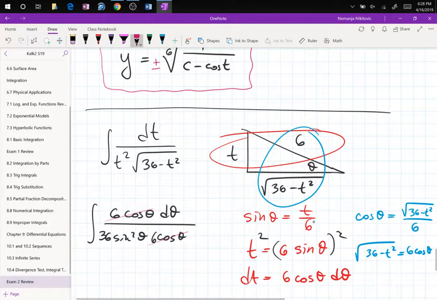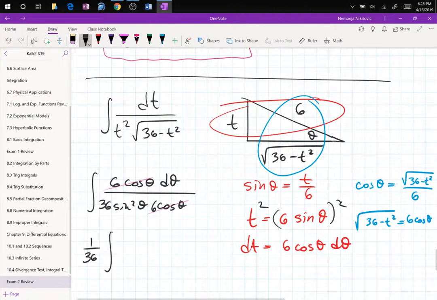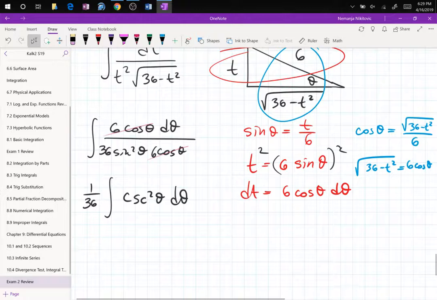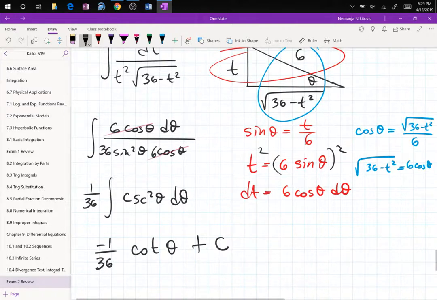So these cancel. 1 over 36 gets kicked outside, and inside we have 1 over sine squared, which is very good. So now it is the integral. This is a basic integral, right? So negative 1 over 36 cotangent theta plus c.